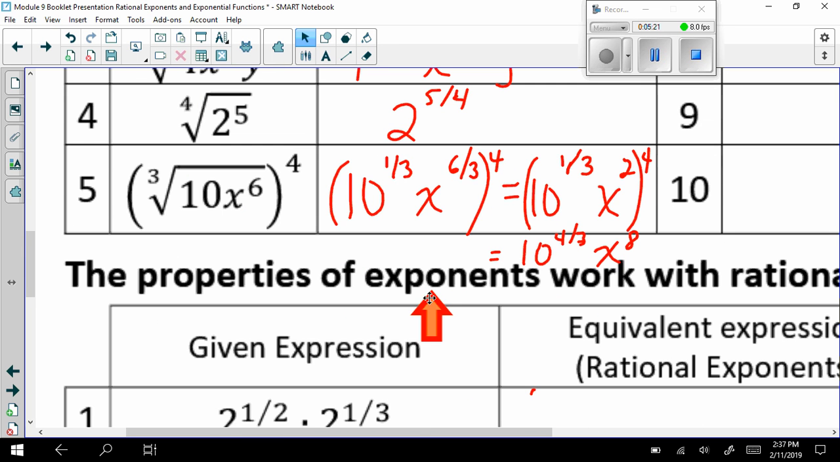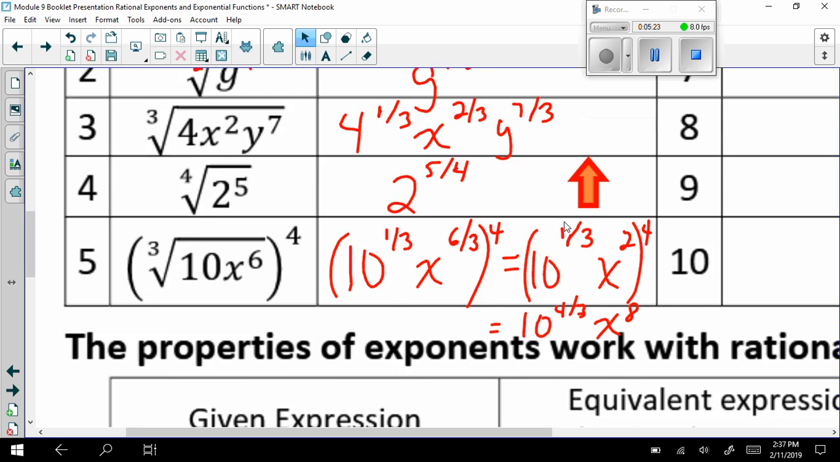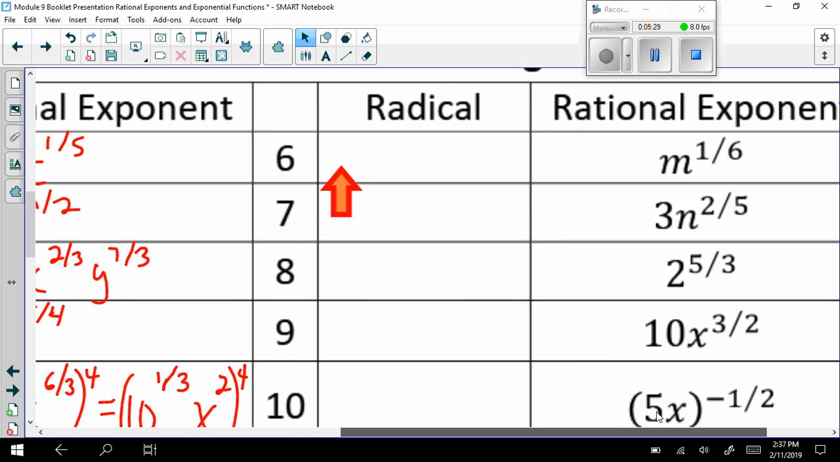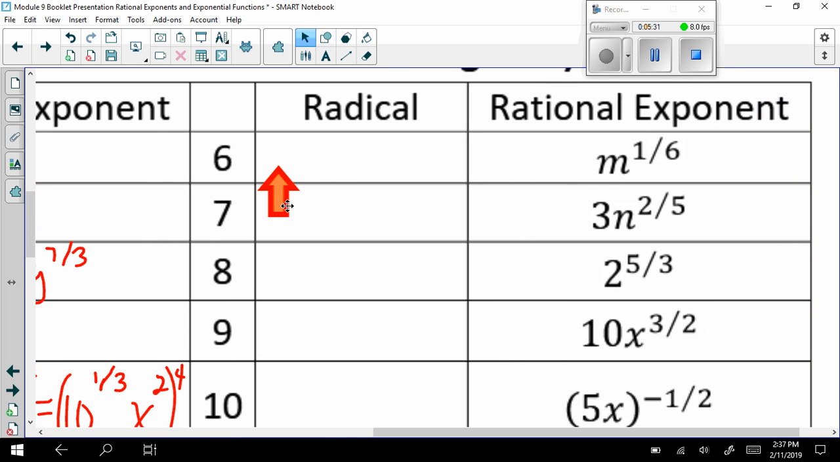Okay, now we're going to go the other direction. We're going to start in rational exponent notation and convert over to radical. So here, m to the 1/6. m is my base. I'm going to keep my m and draw in my radical. 1 is my exponent, 6 is my index. I don't really need the 1, but I'm going to leave it there just for the sake of this video.